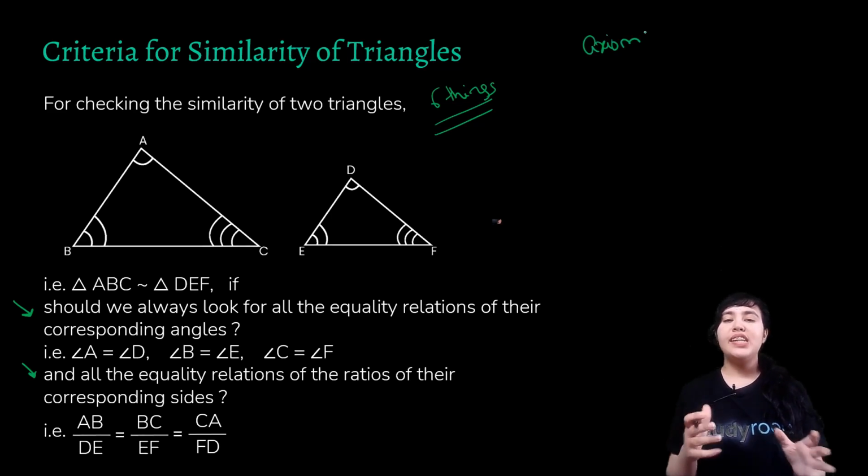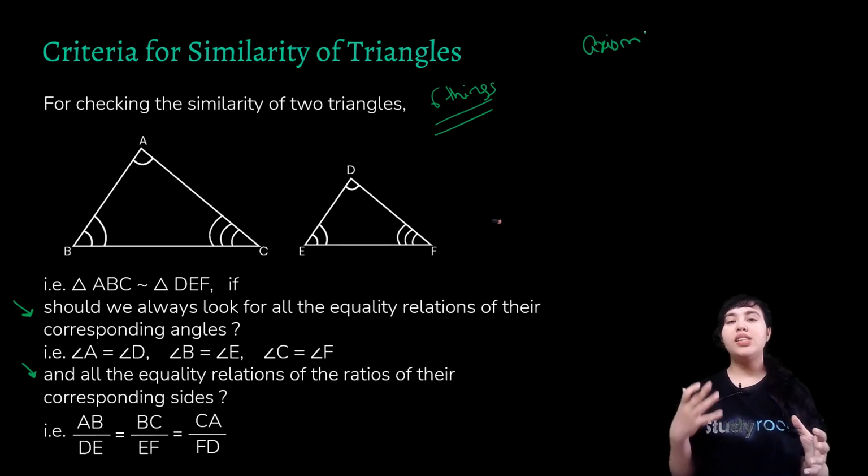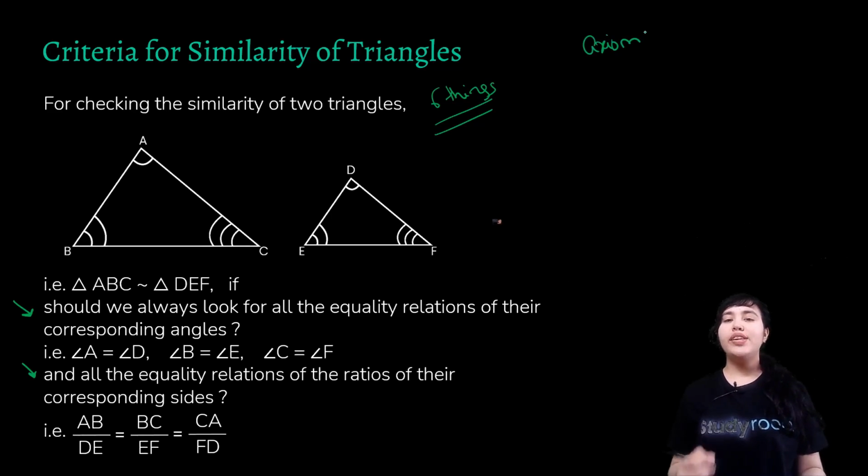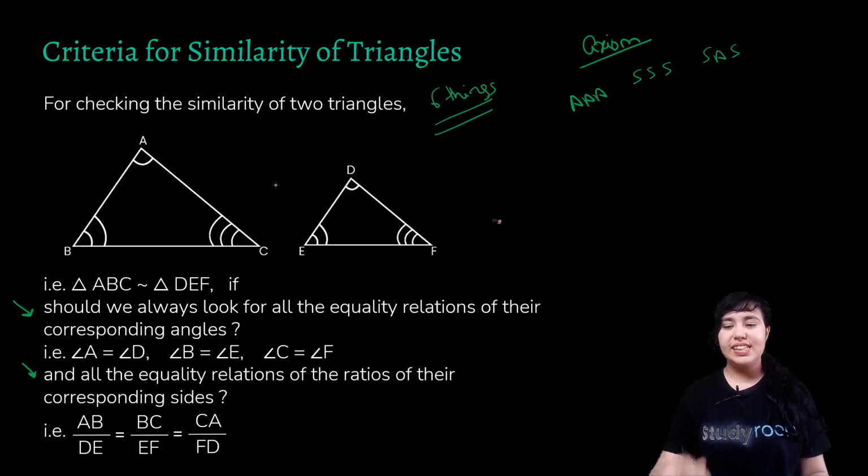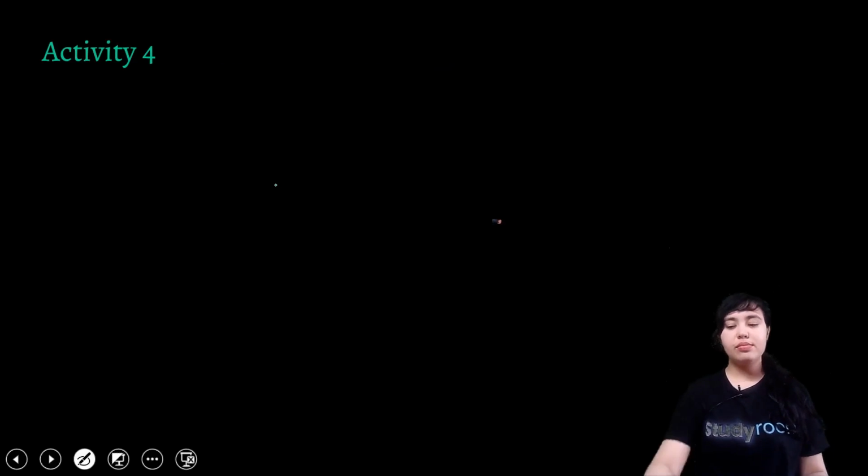An axiom is basically a statement which supports a mathematical structure. I'm sure you've dealt with axioms of congruency in class 9 like AAA, SSS, SAS, etc. Now we'll have some similarity criteria also to make this process a bit easy and quick.